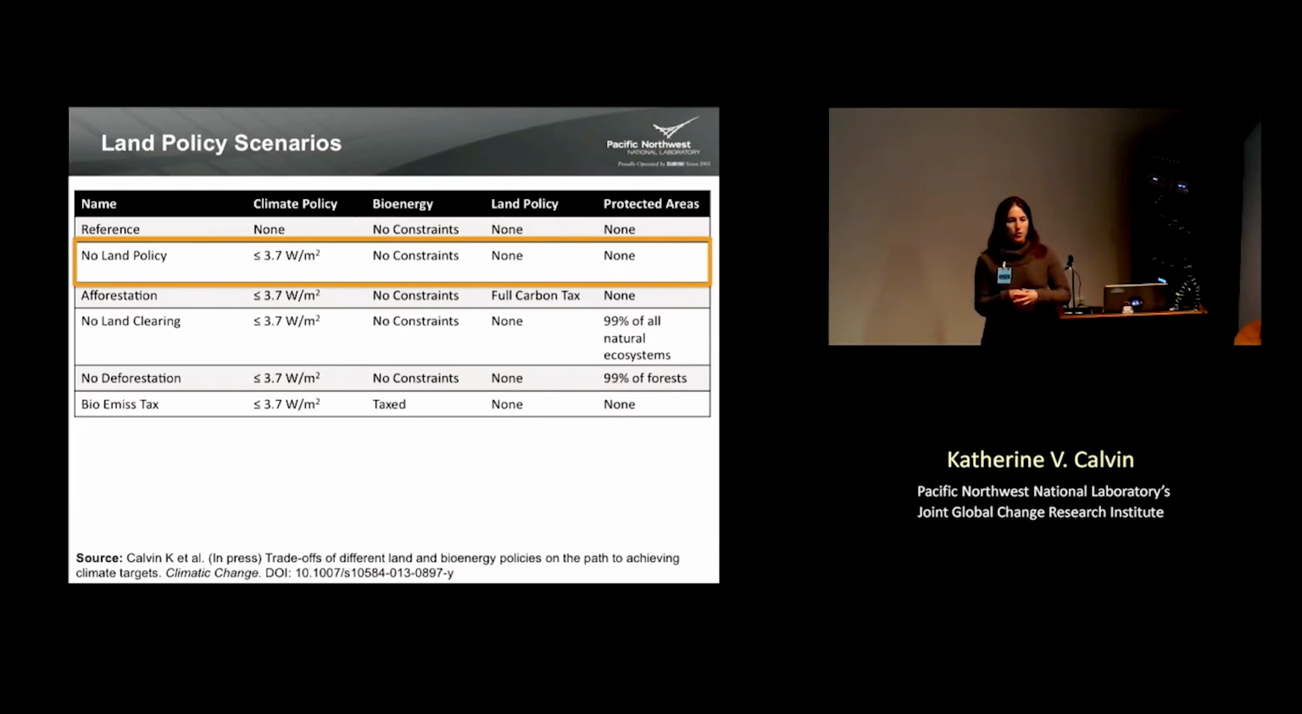You're not trying to stop deforestation. If it happens, it happens. You're not trying to either incentivize or de-incentivize bioenergy. You're just allowing it to react to what happens in the energy system.